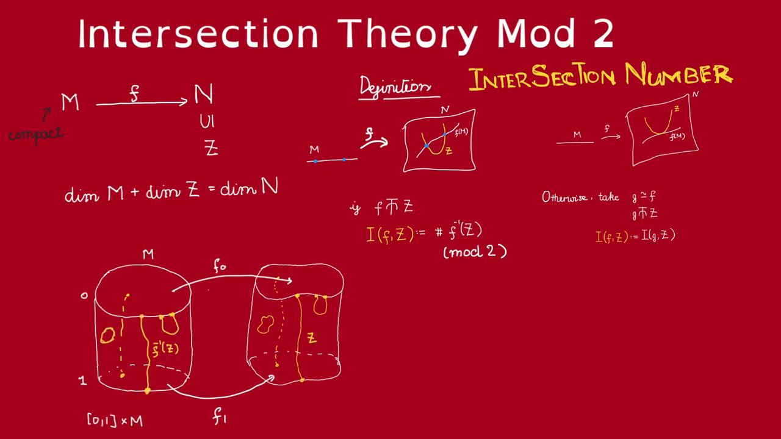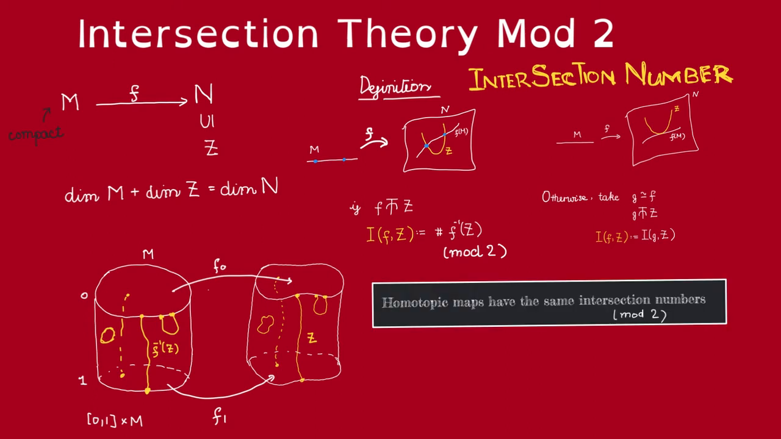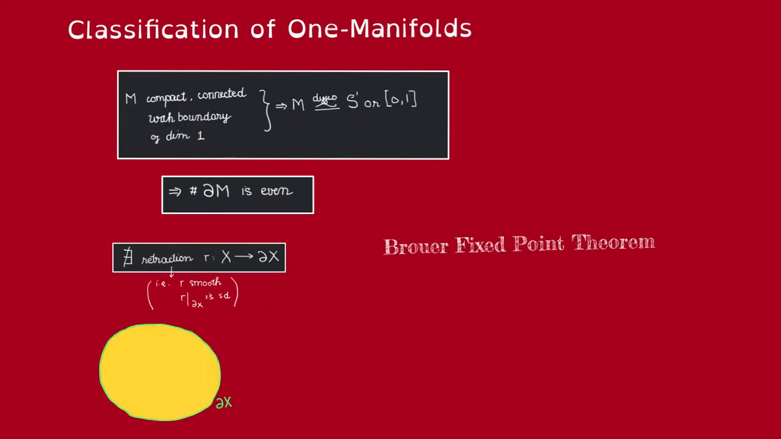Now let's check that this definition resolves our issue. In other words, let's show that homotopic maps have the same intersection numbers modulo 2. For that, we will need the classification of one-manifolds. So let us make a little digression and talk about this. We have the following theorem.